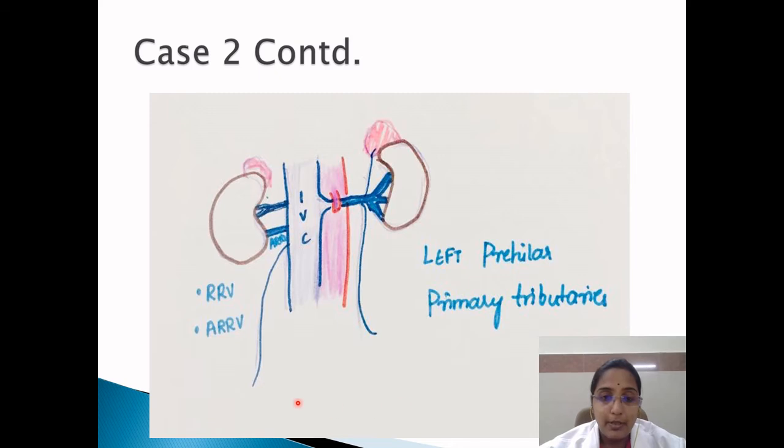And this one is a pictorial diagram showing the renal vein. On the right side, it is the right renal vein, and this one is the accessory right renal vein. And on the left side, it is formed by the three prehilar primary tributaries joining to form the left renal vein.